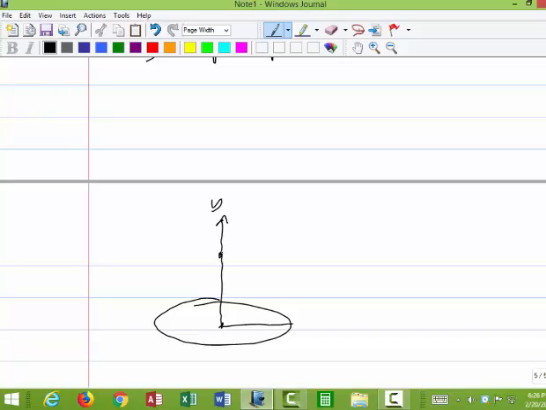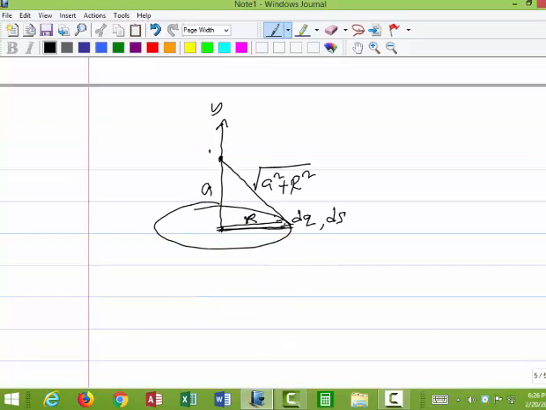So we take a certain segment of the ring like that. That segment has charge dq and length ds, and the radius is uppercase R. The distance from here to here is going to be the square root of A squared plus R squared, where I'm calling this distance A instead of y so that we know it's not a variable. So we are finding the potential at a point P.